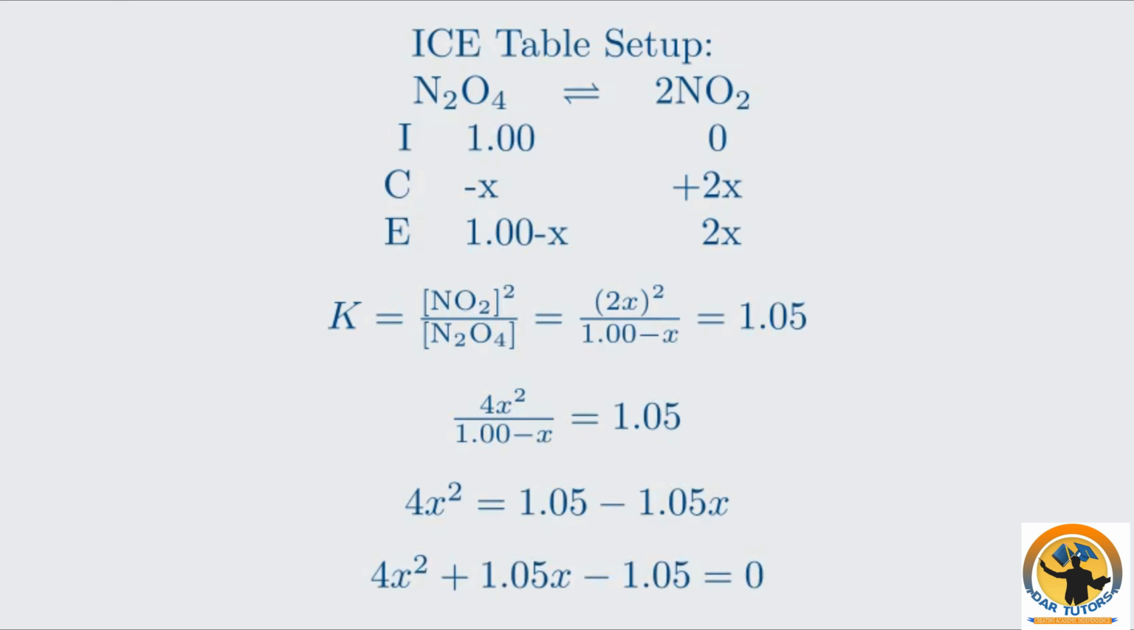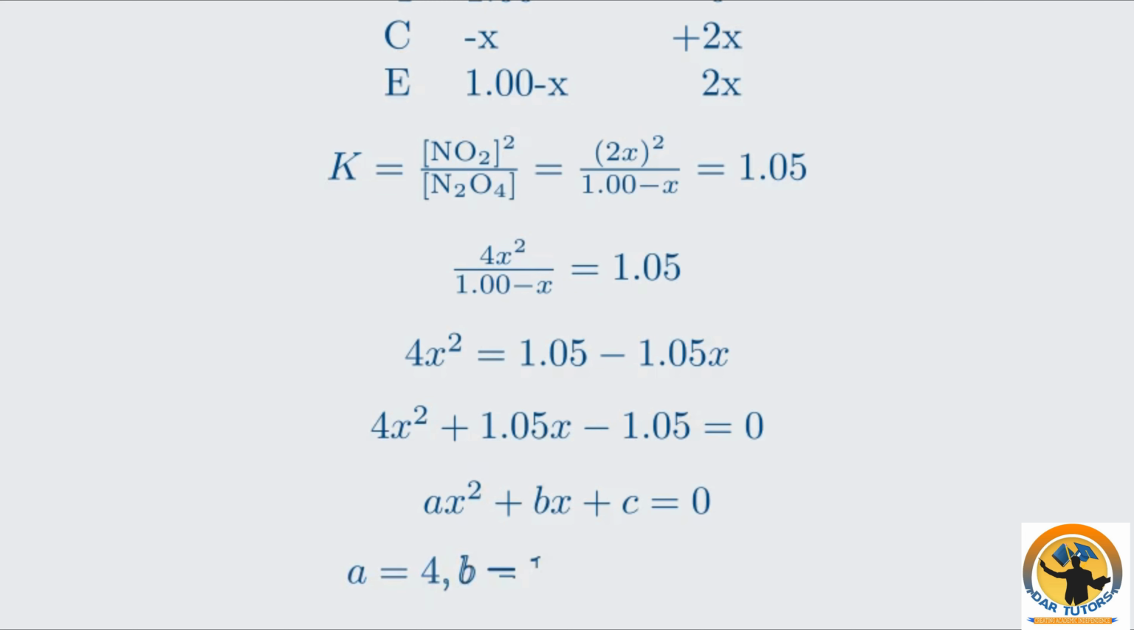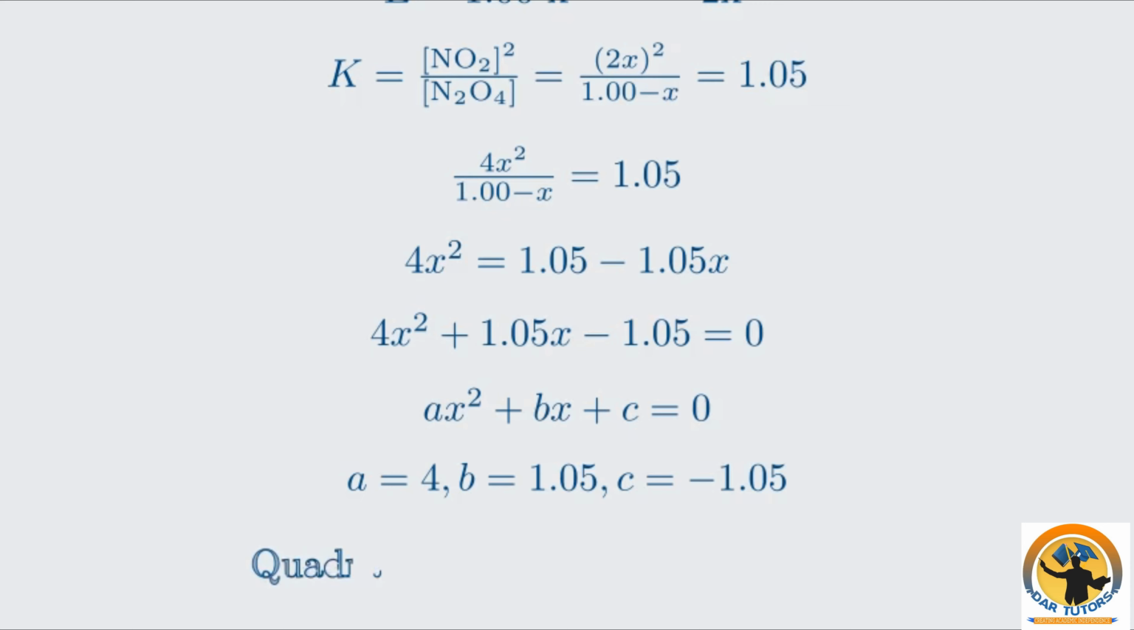This equation is not a perfect square, so we must expand it into a standard quadratic form. The standard form of a quadratic equation is ax^2 plus bx plus c equals 0. Comparing this, we see that a equals 4, b equals 1.05, and c equals minus 1.05. Now we can use the quadratic formula to solve for x.